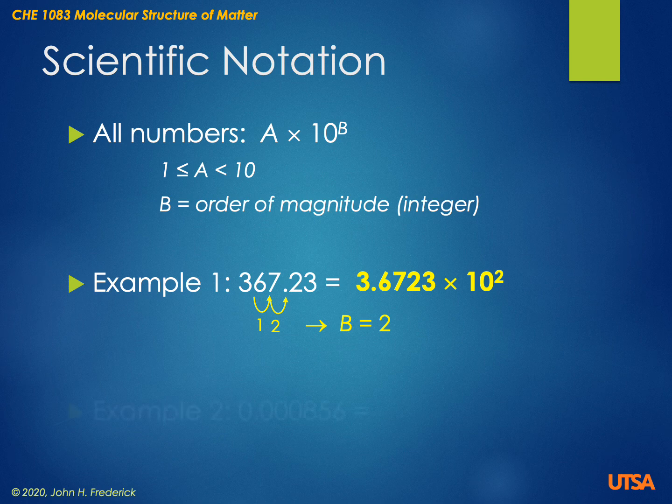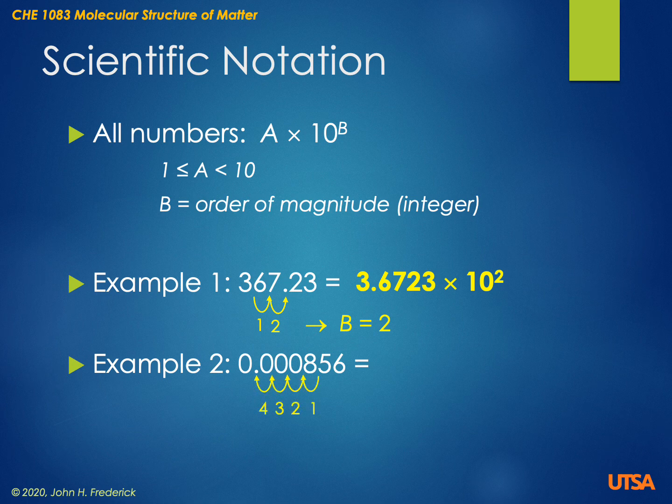Now we can also do this for numbers that are less than 1. So consider the number 0.000856. If we want to write this in scientific notation, we would start just to the right of the 8 and count over to the decimal point. 1, 2, 3, 4. So that tells us, since we counted to the left, that B is negative 4. So now when we write down the scientific notation for this, it's going to be 8.56 times 10 to the negative 4.